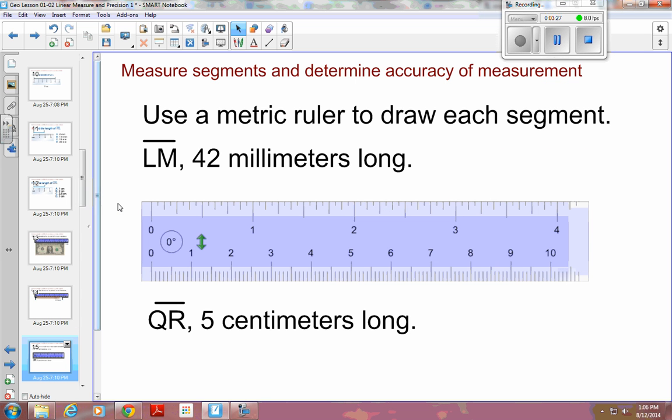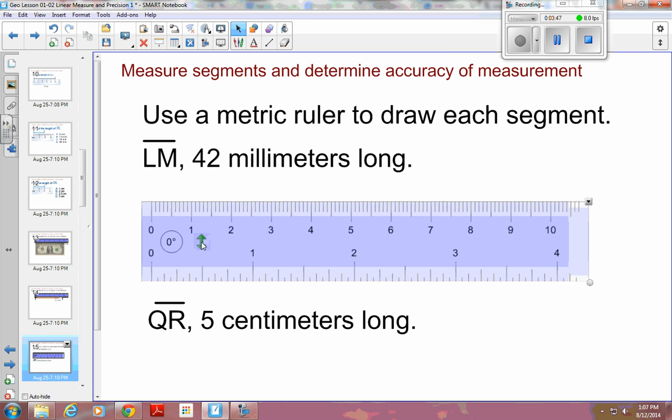Okay, so then what about if we needed to draw a segment? So I could grab my pencil tool, because that's what you'll have as your pencil tool. And you want to go 42 millimeters long, and we want this to be segment LM. So we need to draw it and label it. So 42 millimeters. Let me grab and flip this over so my millimeters are on the top. And put my pencil back here.